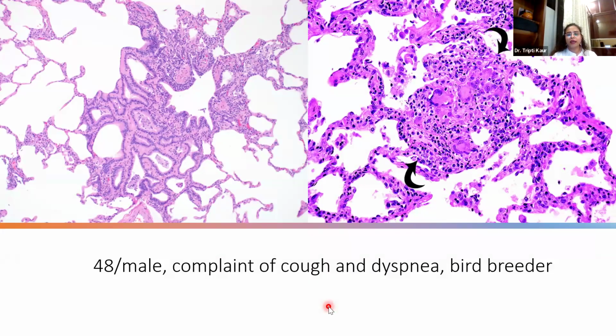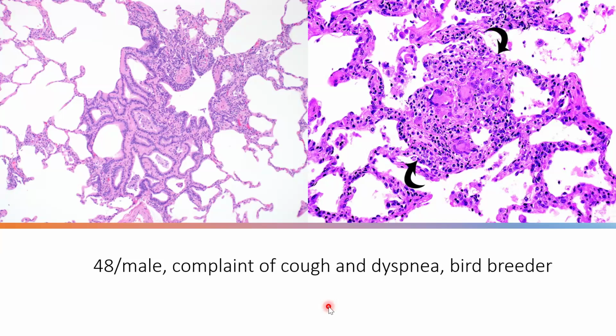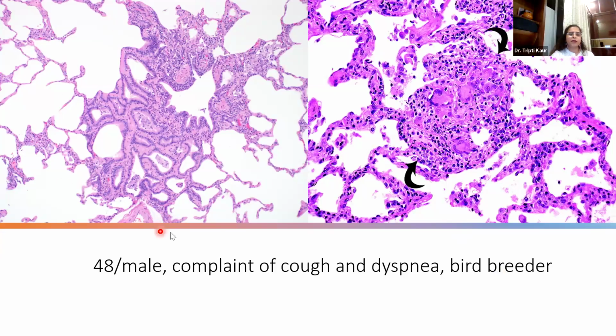So it's a 48-year-old male. You already have a history of bird breeder. Yes, granuloma. Yes, hypersensitivity pneumonitis, HP, with the history of also being a bird breeder. Very good, very good. What is this phenomenon? What is happening here?